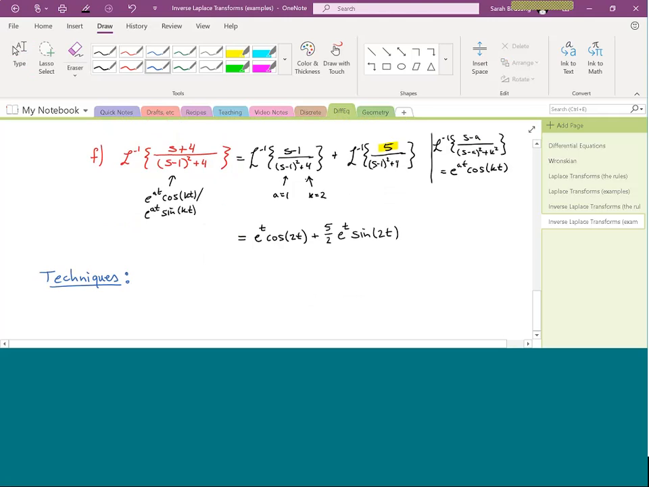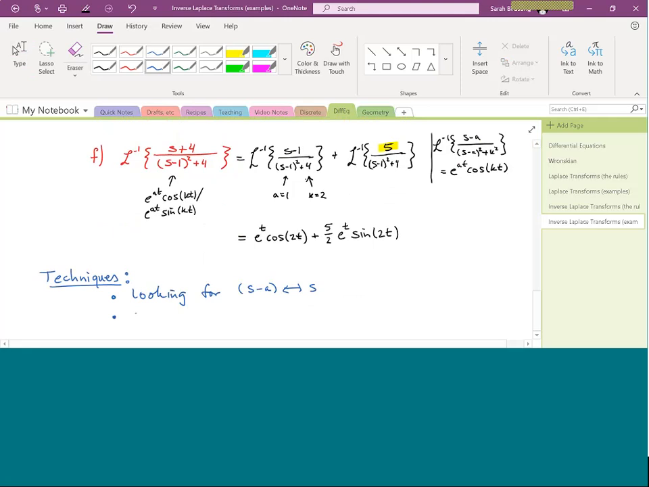We have looking for translations, that's identifying if you're going to have an e to the at in your answer. But if you've gone through all those inverse Laplace transform rules, those should come up relatively naturally through the rules.